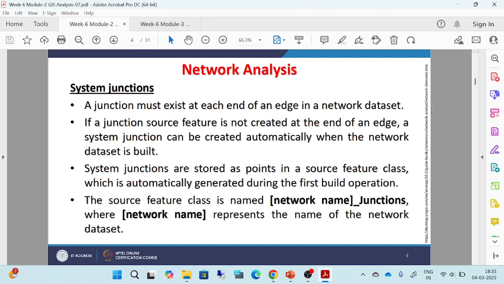Okay, so in network analysis, sir also talked about system junctions. There are system junctions which exist at each end of an edge in a network dataset. As I said, it is the nodes or the connecting points. So wherever these things are there will be a junction or a terminus. If a junction source feature is not created at the end of an edge, that means a polyline feature, a system junction can be created automatically when the new network dataset is built.